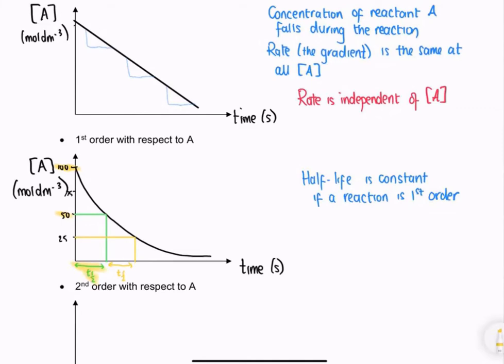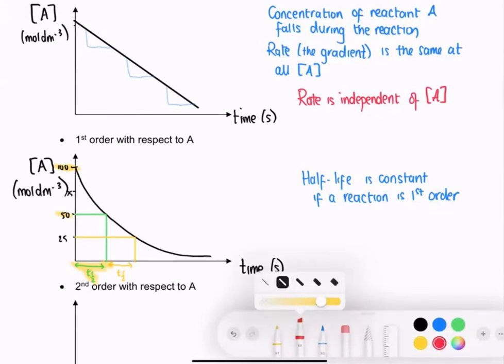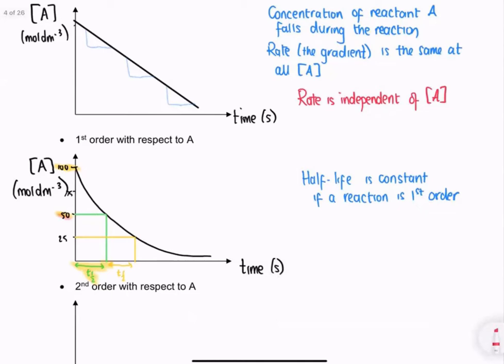So it was at time 0 when the concentration was 100, and then it was here when the concentration was 50, and that time interval is the time it took to fall from a concentration of 100 to a concentration of 50. Now, I can then measure a second half-life by measuring the time it takes for that concentration to fall from 50 to 25. So it starts at 50 and it ends at 25. How long does it take to do that time interval? And what we can notice is that those two time intervals are identical.